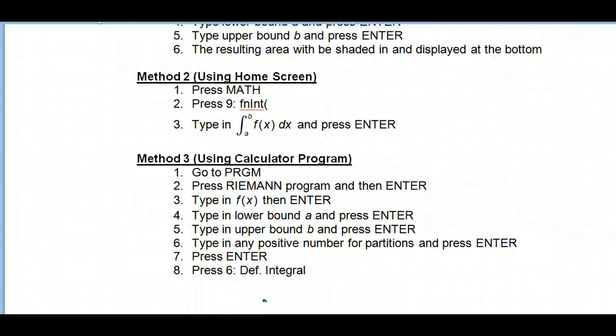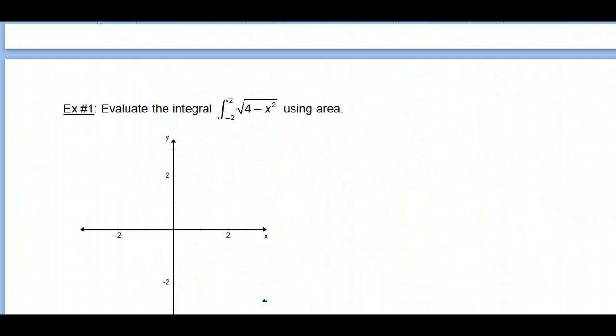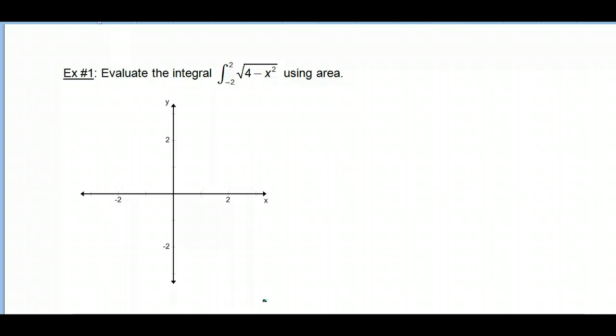I'm going to skip the calculator part for a minute and go right to this, because I want to get a couple examples in before they leave. Let me explain.